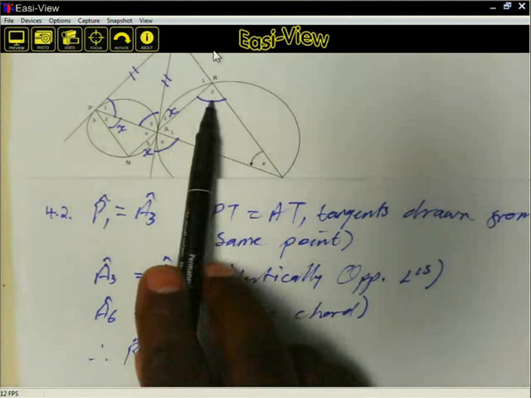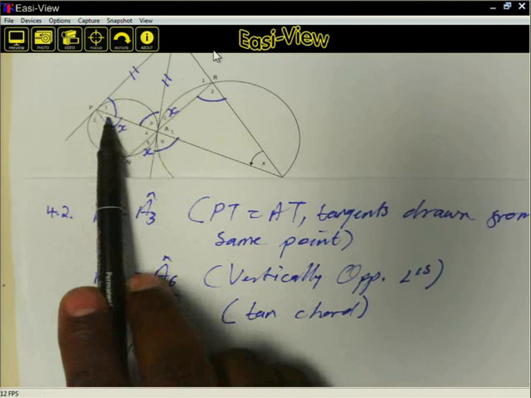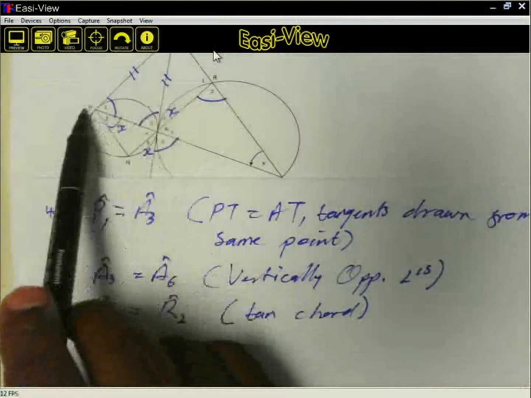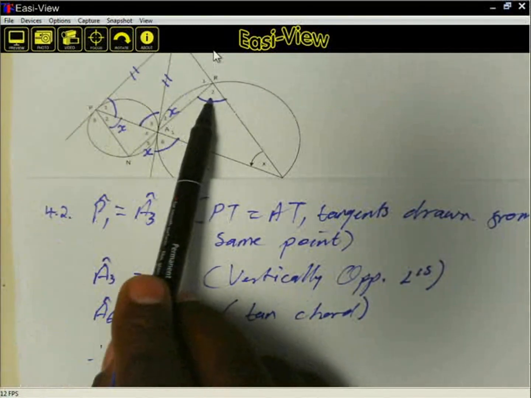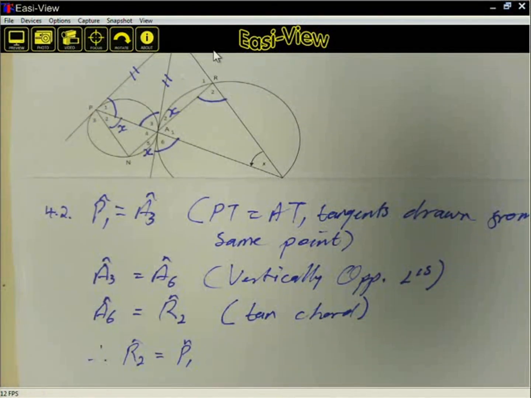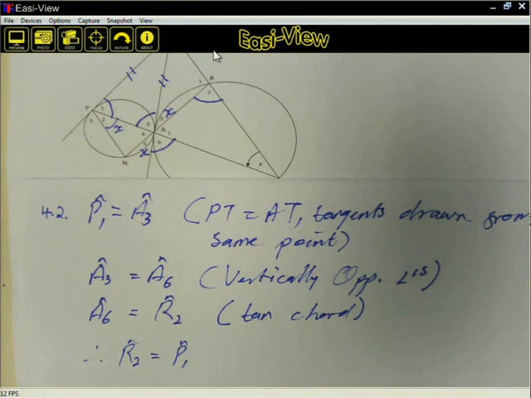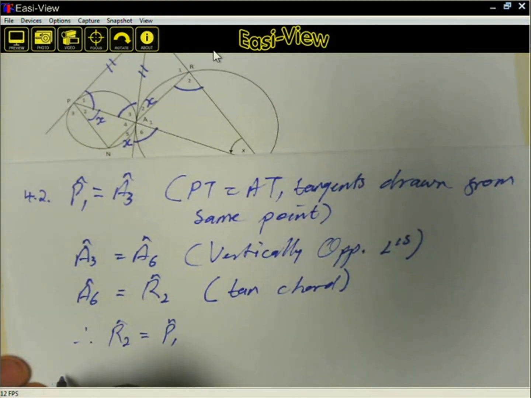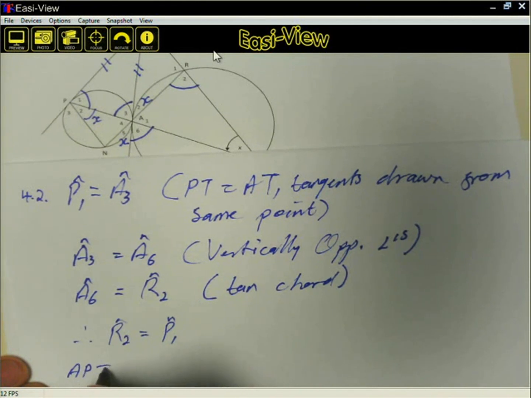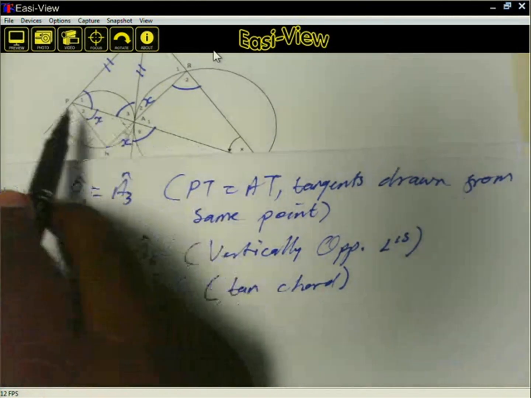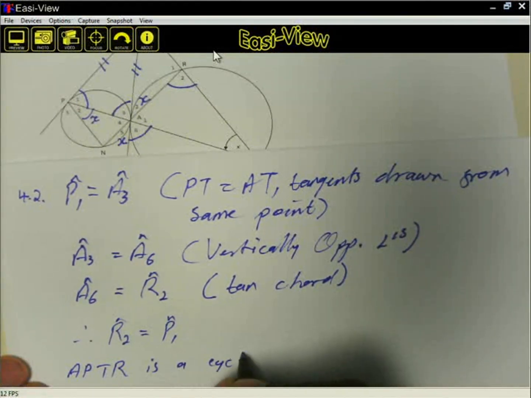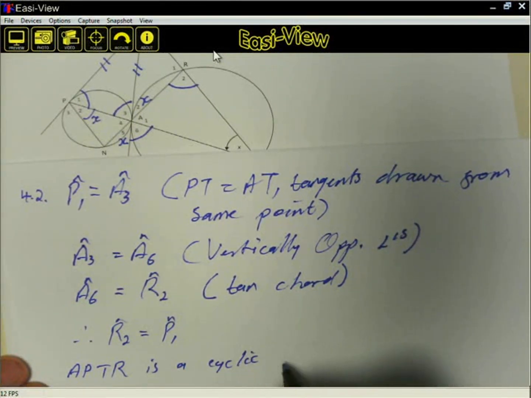Check at R2. Check at P1. With respect to APTR, R2 becomes an exterior angle and P1 becomes the interior opposite angle. Then we can conclude that APTR is a cyclic quad.